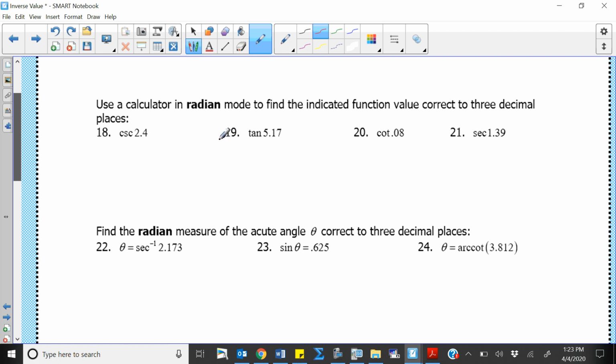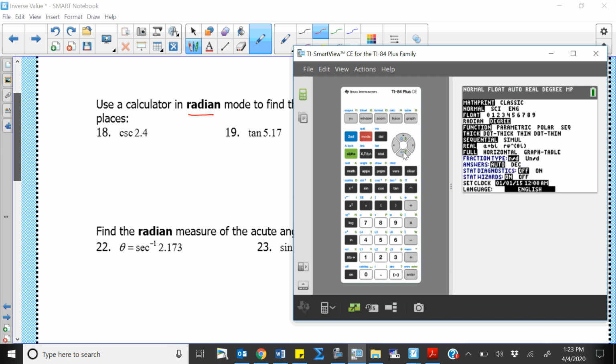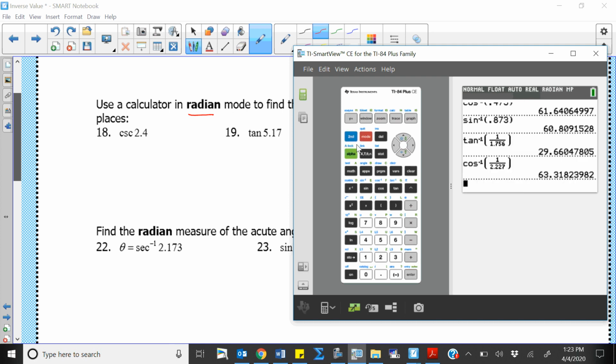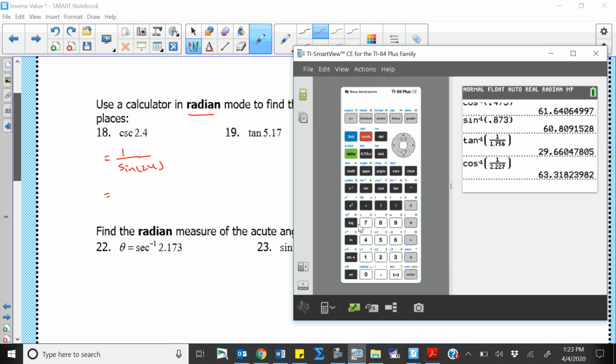The problems that we have here are basically the first two groups of problems are the same thing that we did before, except that we're using the radian mode this time. So I'm going to do a few of them for you. First of all, change the mode of the calculator to radian. So I go down here, radian, enter. Now go back to the screen. Cosecant of 2.4. Well, we know that we don't have any button defined for that. So instead of cosecant, I will write 1 over sine of 2.4. And just use my calculator.